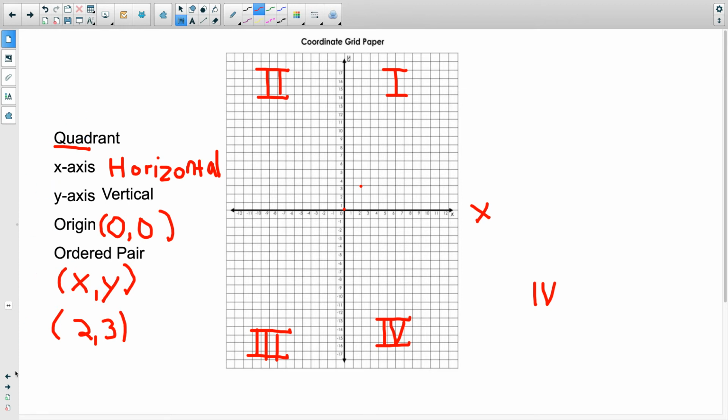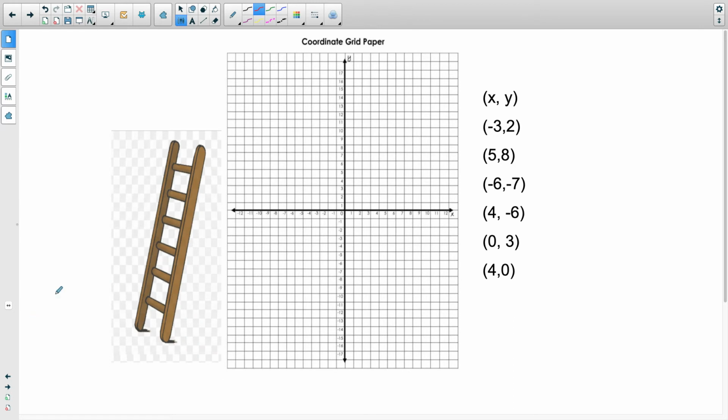Let's practice graphing on a coordinate grid. One thing I think about when I'm graphing is a ladder. People always have trouble with whether to go up and down first or left and right first. That gets confusing for many people.